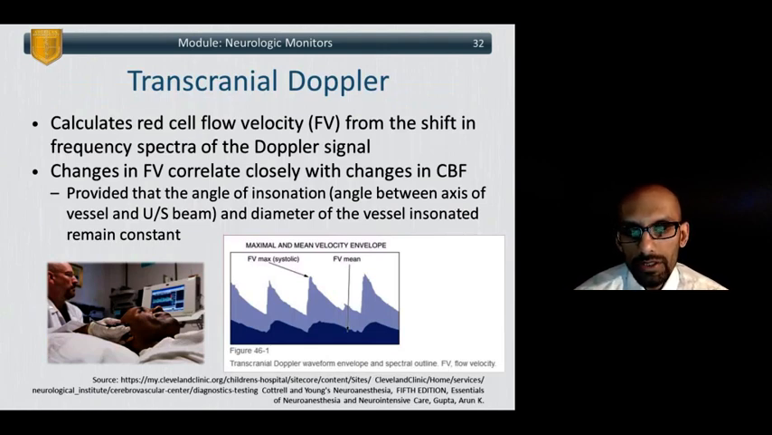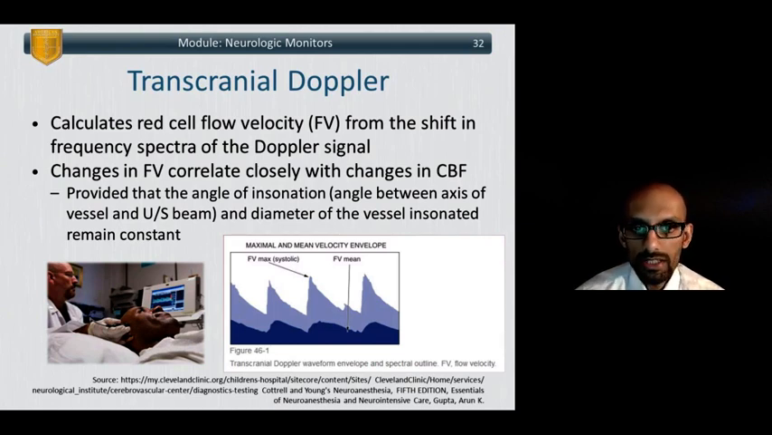So we're going to move on to other neurological monitors, and we're going to have a discussion about Transcranial Doppler technology, which basically calculates blood flow velocity from a shift in the frequency spectra of a Doppler signal. Ultrasound is becoming the monitor of choice in all aspects of anesthetic care. One of the ways you can utilize ultrasound and Doppler technology is to assess flow velocity in the cerebral vessels, and this is mostly used to assess for cerebral vasospasm more than anything else.